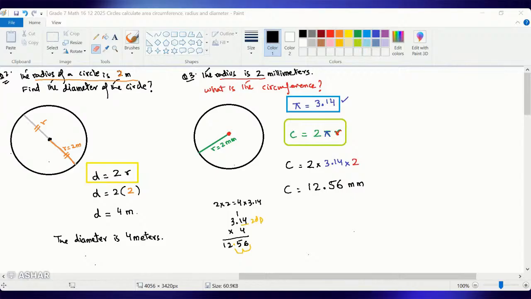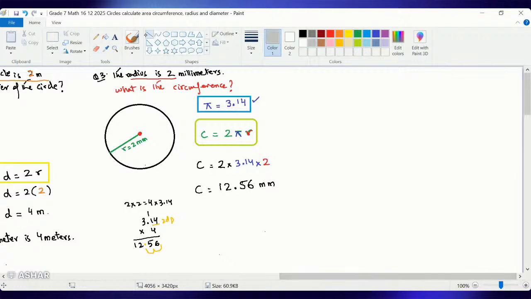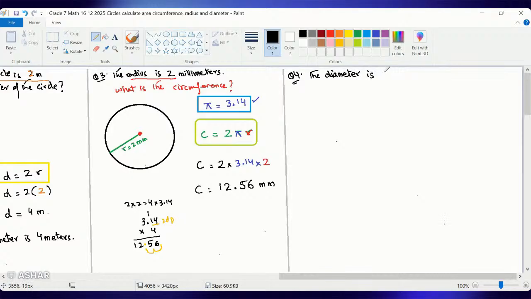Okay, let's move on to the next question. In the previous question, what was given to us? We were given the radius, right? In the next question, they're changing the values. The question says the diameter of a circle is 6 millimeters. Okay, the diameter is 6 millimeters.